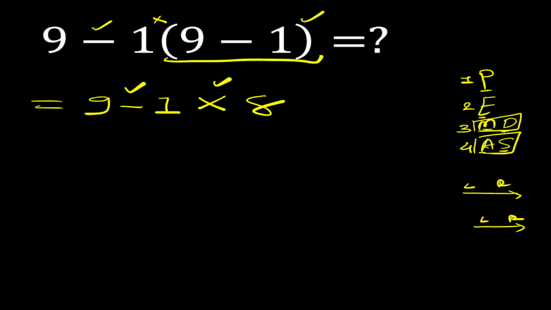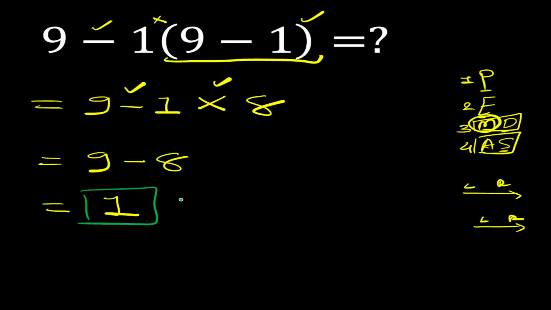So according to PEMDAS, first we have to solve multiplication. So 1 multiply 8 is equal to 8. So 9 minus 8 is equal to 1. So the correct answer is 1, right?